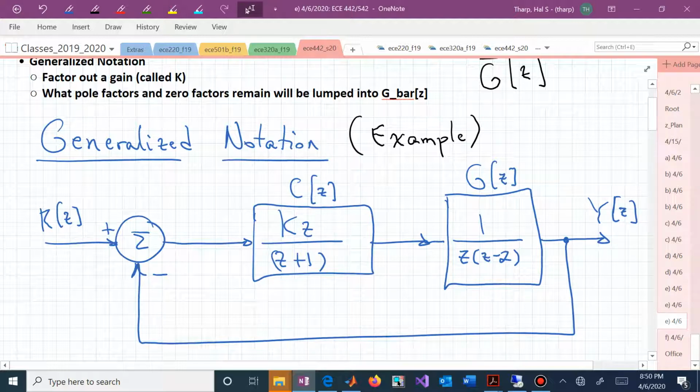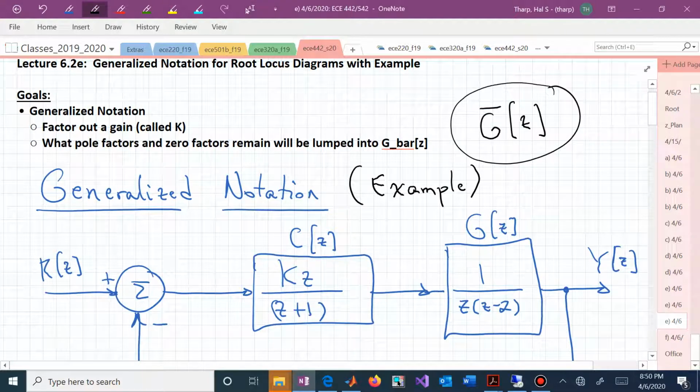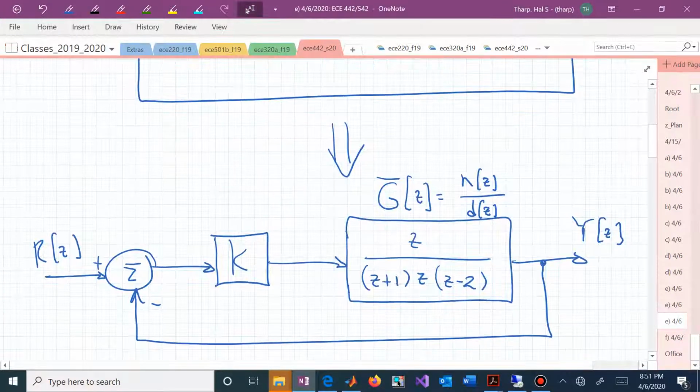Suppose that we have a plant, 1 over z, z minus 2. Hopefully you can now see that that plant is unstable. We have a controller that is k, z over z plus 1. So we have a 0 at the origin, we have a pole at minus 1, and we have a gain k. What we want to do then is collect the pole and zero factors from both the controller and the plant, put all of those together into this G bar, our generalized plant, and then have sitting out front the adjustable parameter K.